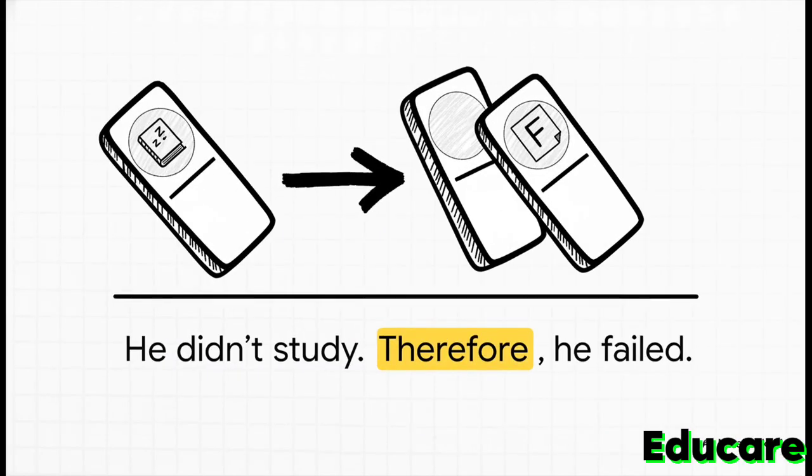All right, now let's talk about cause and effect. These words are all about pure logic. They connect an action directly to its outcome. He didn't study, and the result, therefore, he failed. See, it just connects the dots for your reader, plain and simple.